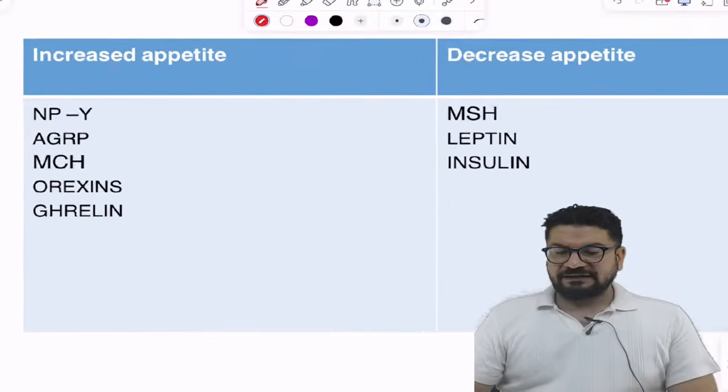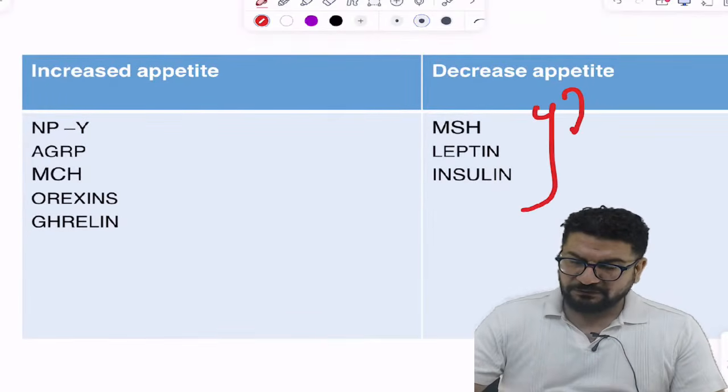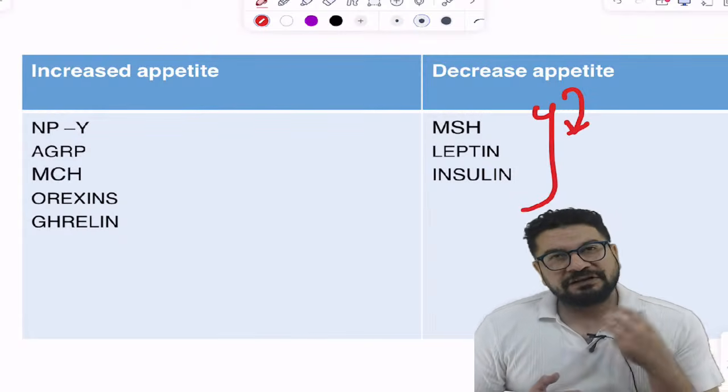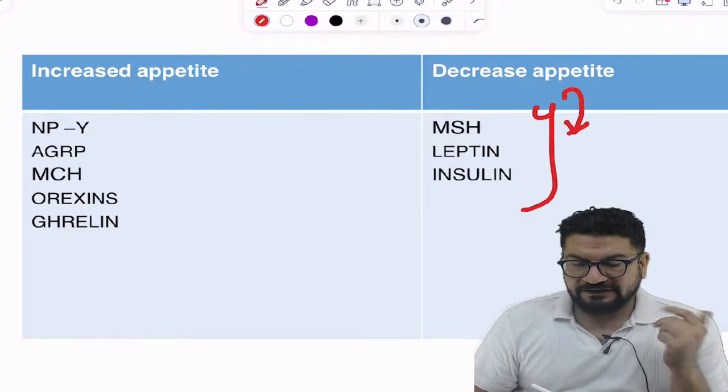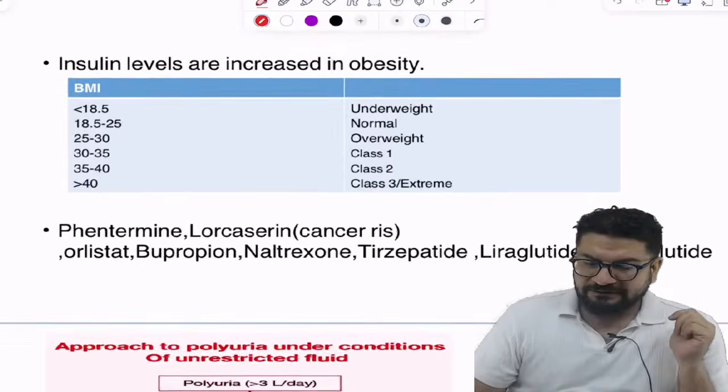So there are substances that increase appetite and substances that decrease appetite. So just remember MSH, leptin, insulin, these are those which decrease your appetite. Neuropeptide Y, AGRP, which is agouti-related peptide, MCH, orexins, ghrelin, these are the ones which will increase your appetite. Now coming to insulin levels, they are increasing in obesity.